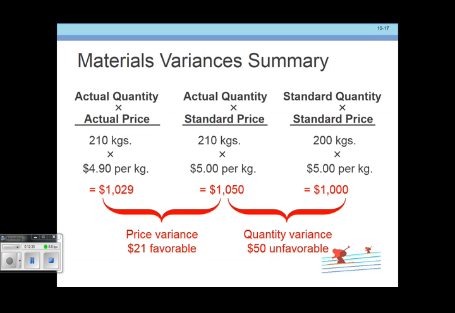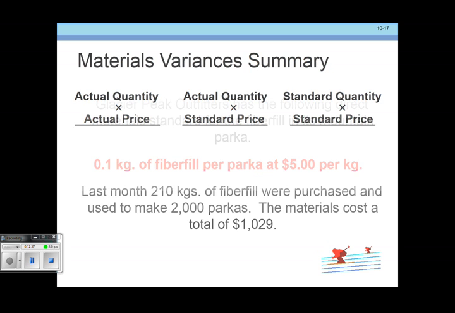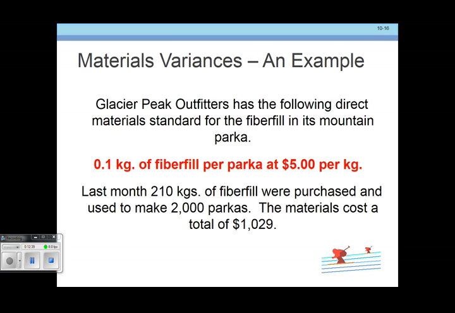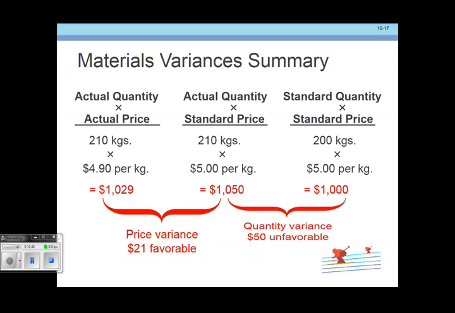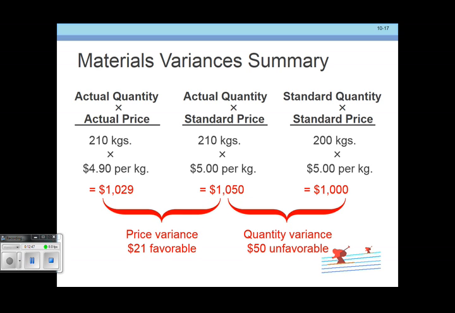Now notice what I put in the center. I put the actual quantity used. The actual quantity used in this case was 210 kilograms. Okay, so I'm going to put that 210 there in the middle. And notice I'm going to multiply it by $5 per kilogram, and that'll give me 1,050.